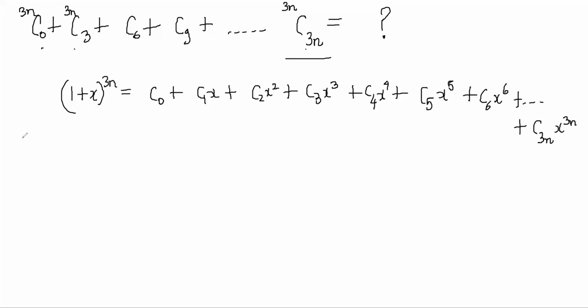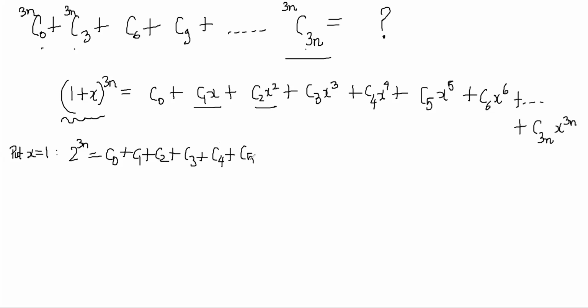Now, how can we somehow remove the c1 and c2 terms? We have to remove those terms somehow. How will we try and remove those terms? So here, the idea, which not many people will think of in the first instance, is to put x equal to 1 first. So it becomes 2 power 3n equal to c0 plus c1 plus c2 plus c3 plus c4 plus c5 plus c6 and so on till c3n. So this is obvious.